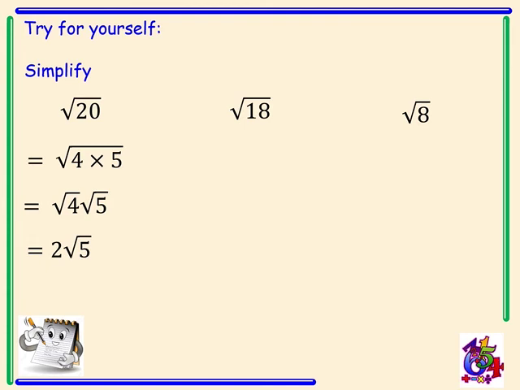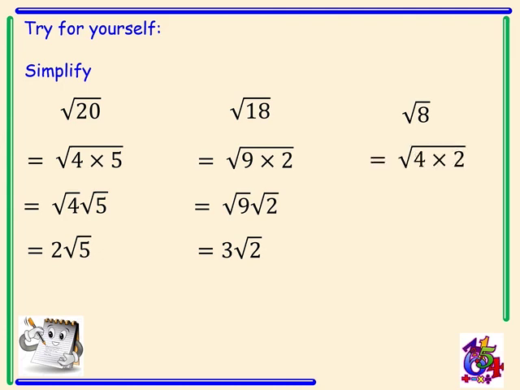Looking at root 18, the biggest square number that will go into 18 is 9. So root 9 times 2. And the square root of 9 is 3. So 3 root 2 is our final answer. And root 8, the biggest square number that will go into 8 is 4. So root 4 times 2. Root 4 times root 2, and the square root of 4 is 2. So the final answer simplified is 2 root 2.